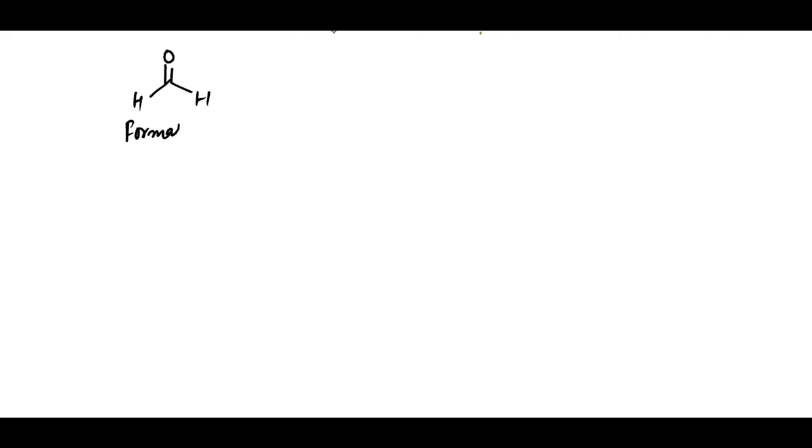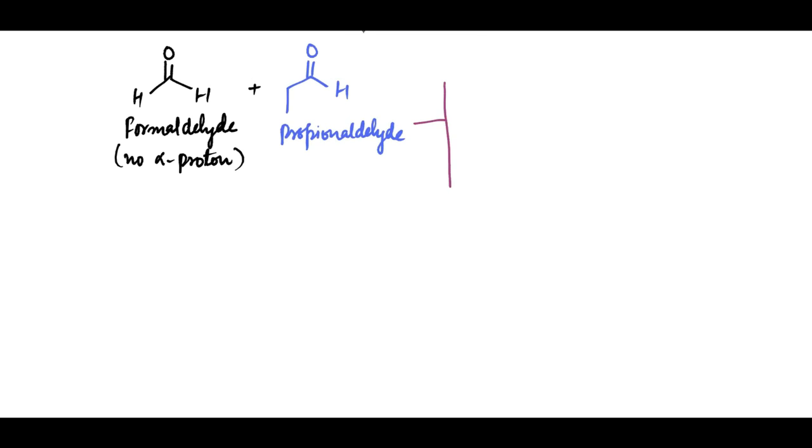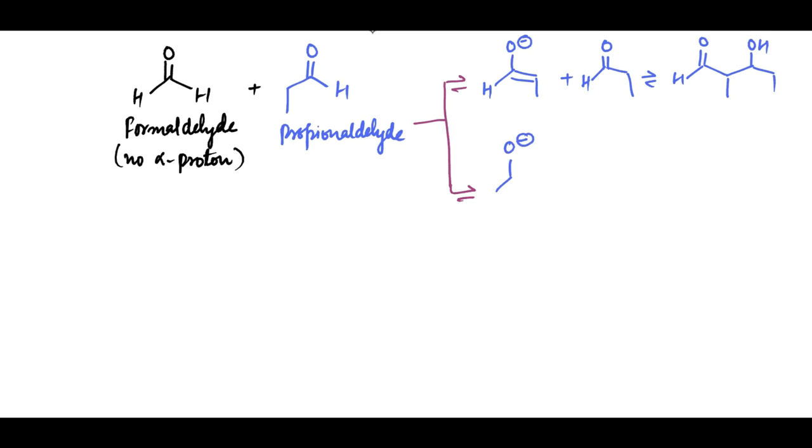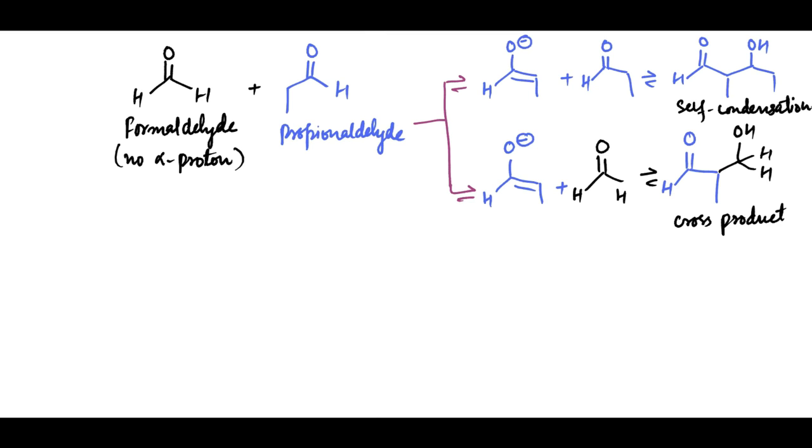If one of the aldehydes is non-enolizable, that is, it lacks an alpha proton, then the cross-aldol condensation will give only two products. The enolate of propionaldehyde will add to its precursor to form the self-addition product. This enolate will add to formaldehyde to give the cross-product. The self-addition product can be avoided if we add the enolizable aldehyde dropwise to a solution of the non-enolizable aldehyde and base.